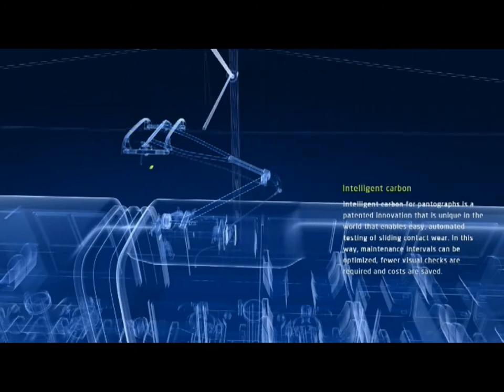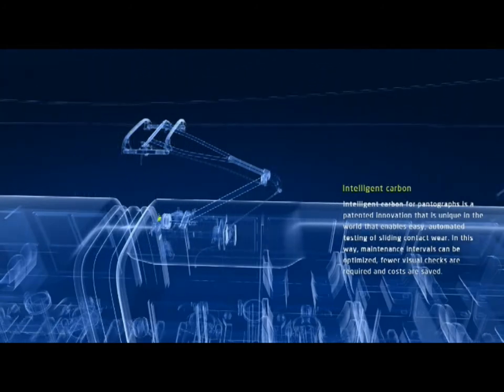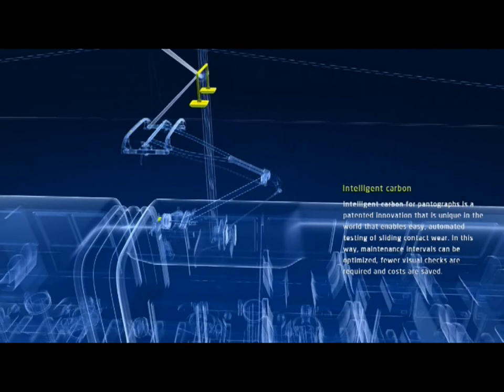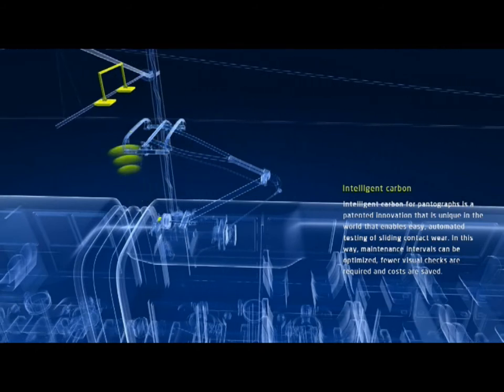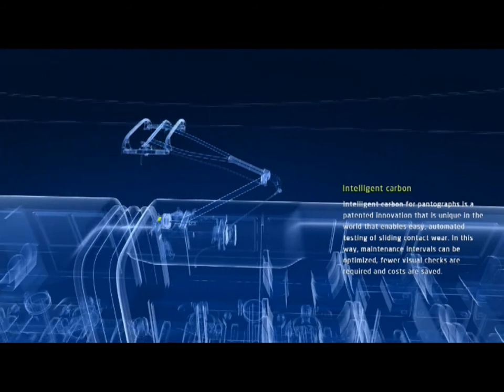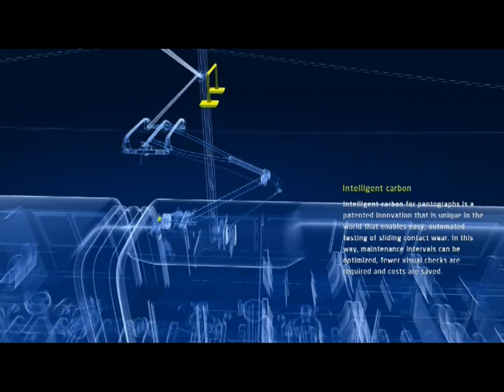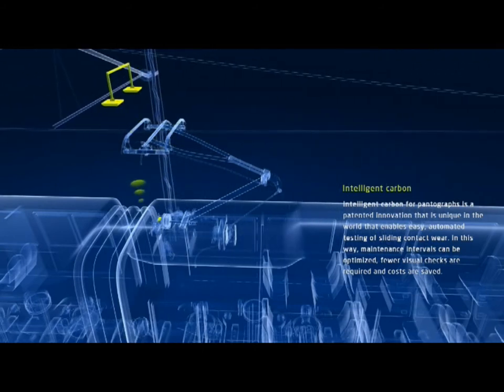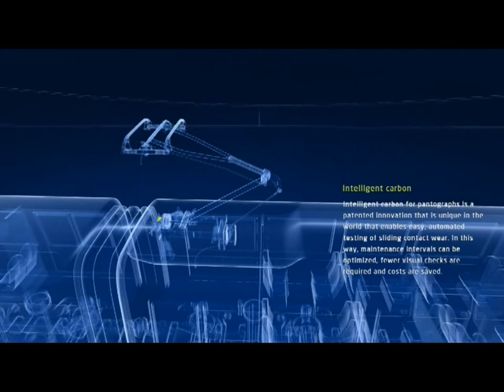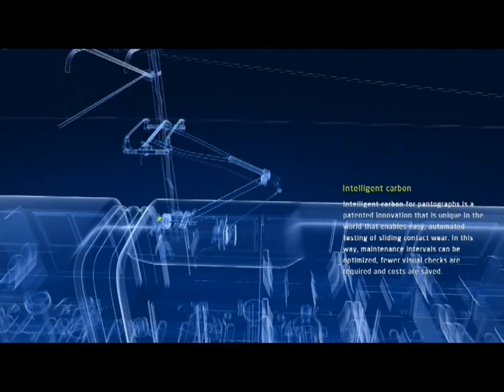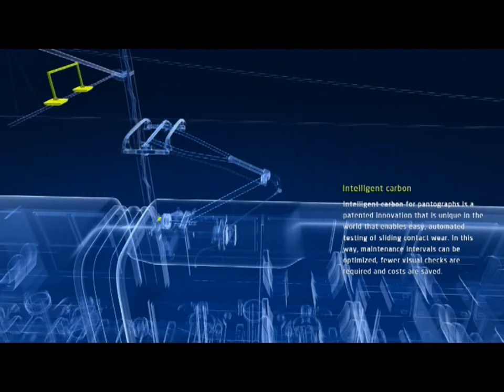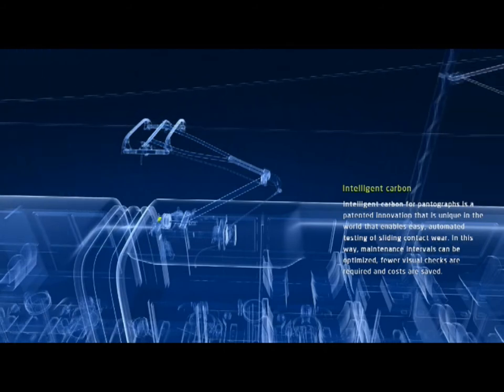Schunk developed an innovative solution for monitoring the sliding contacts of rail vehicles from a central location, intelligent carbon for pantographs. The measurement of sliding strip wear is automated so that it is easy to determine when they should be replaced. This is Schunk's contribution to optimum maintenance intervals. That means fewer visual checks and lower costs.